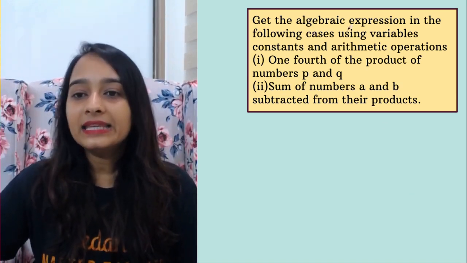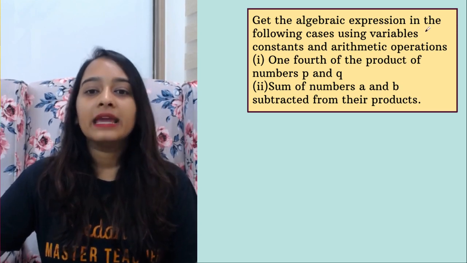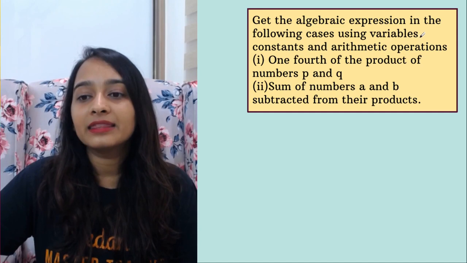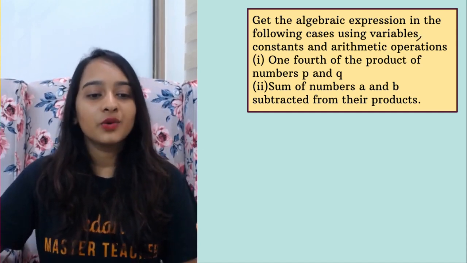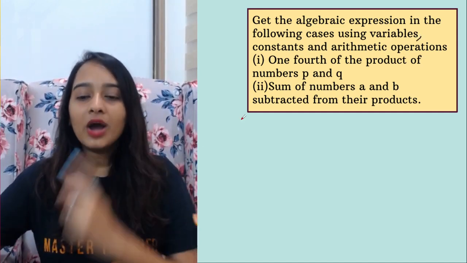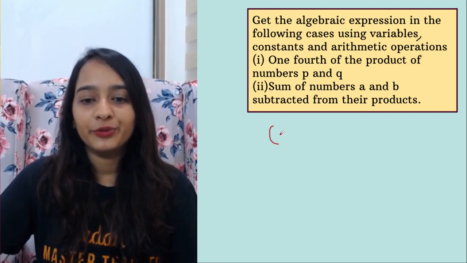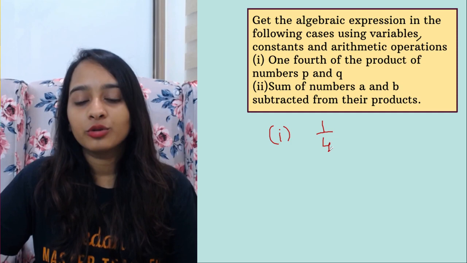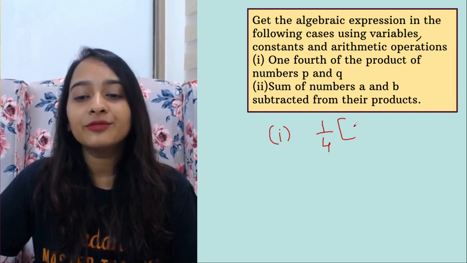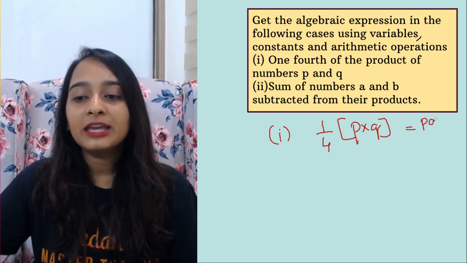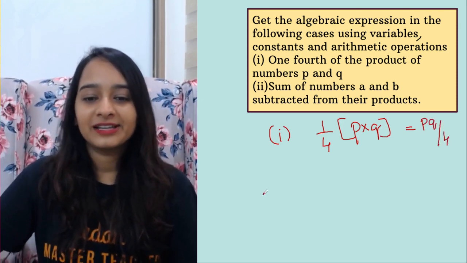Now, get the algebraic expression in the following cases using variables, constants and arithmetic operators. So what is given here? 1/4 of the product of the numbers P and Q. So you'll have PQ/4.